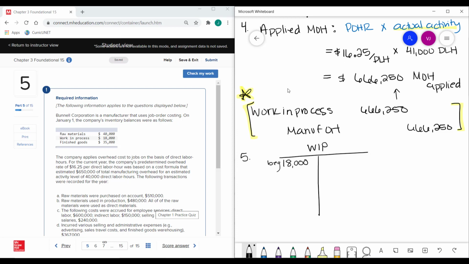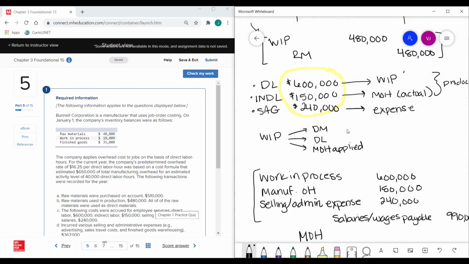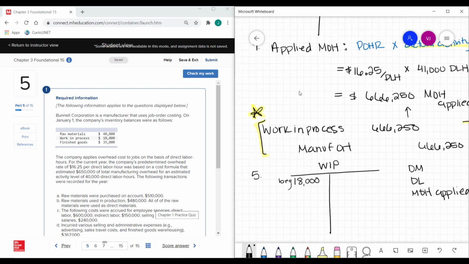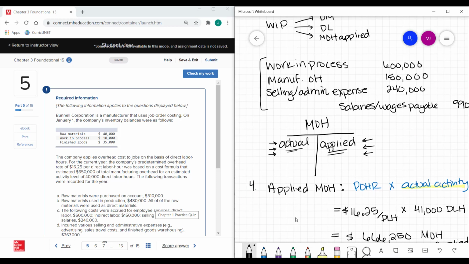And then what did we say are the 3 categories of costs that get added to work in process? We said it's direct materials, direct labor, and manufacturing overhead applied. Right? Not actual overhead, but manufacturing overhead applied. So if we scroll back up, remember when we used direct materials? We debited work in process for $480,000, didn't we? So to this T account, we can add the debit of $480,000. But didn't we also add direct labor cost? We did, right? Of $600,000.